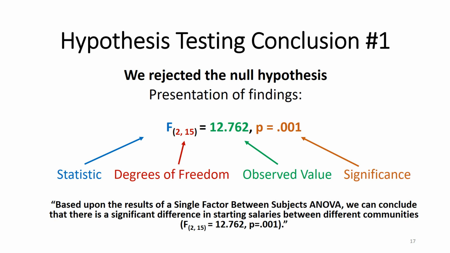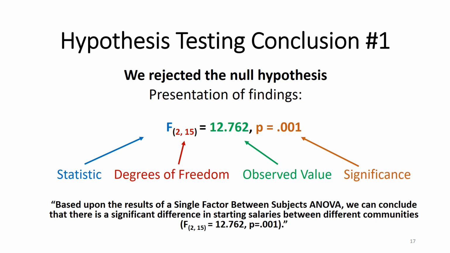The 2 is the degrees of freedom between. The 15 is the degrees of freedom within. Then in green, we have the observed value of our F statistic, which was positive 12.762. And finally, in that orangish brown, we report the p-value for the observed F statistic of 0.001. And we can write up a nice little summary, as we see down at the very bottom of this slide: based upon the results of a single factor between subjects ANOVA, or you could have just said one-way ANOVA, we can conclude that there is a significant difference in starting salaries between different communities, and we incorporate that information down there at the end of our sentence.